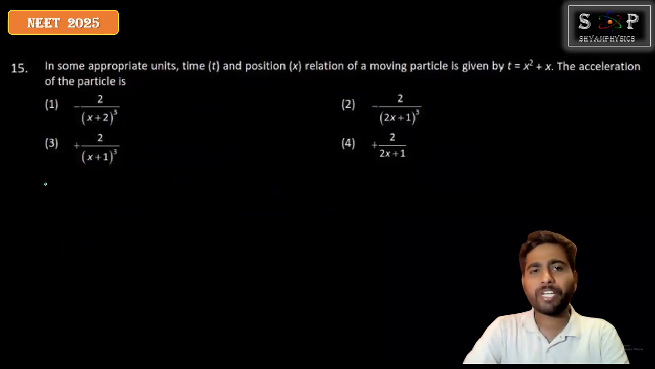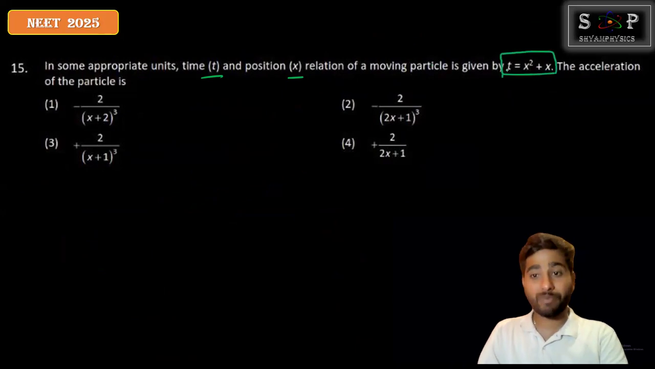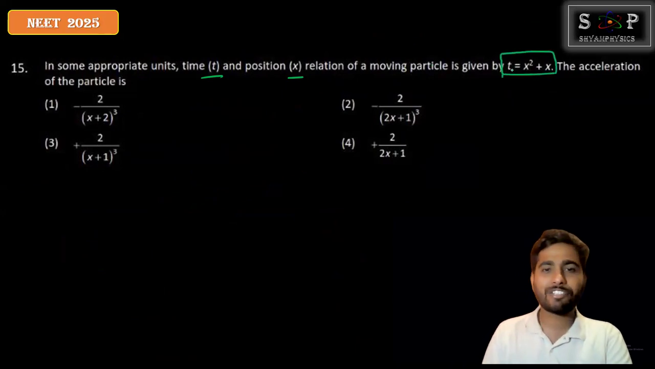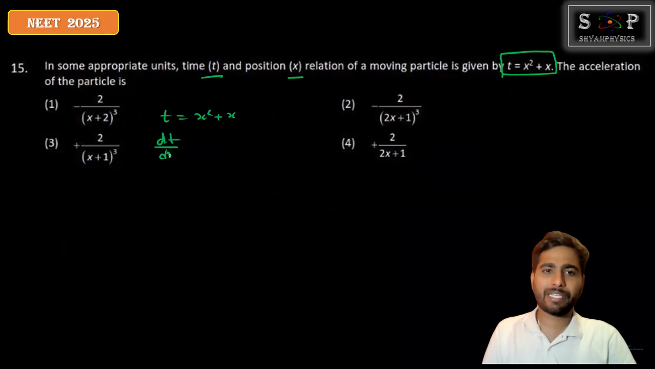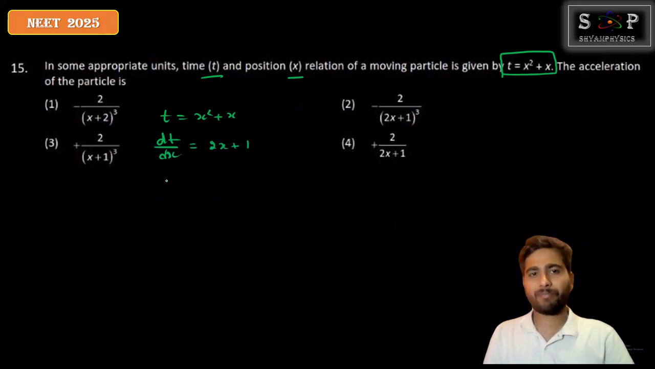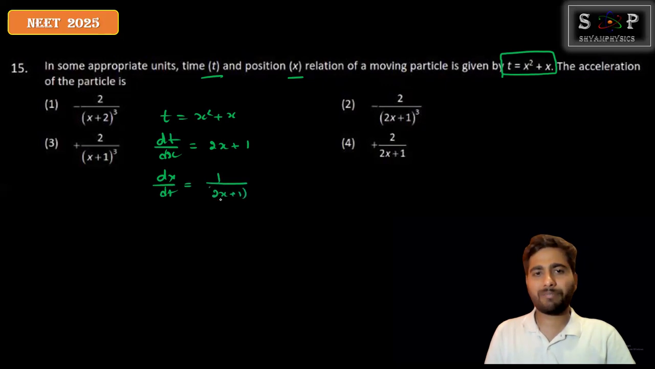In some appropriate units, time and position of a moving particle are related by t equals x square plus x. The acceleration of the particle is. Now we need to calculate acceleration. They have given t equals x square plus x. Differentiate this with respect to x. dt by dx will be equal to 2x plus 1. Reverse this: dx by dt will be equal to 1 divided by 2x plus 1.